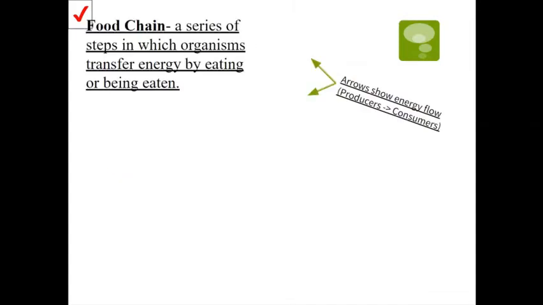Normally, we consider this a food chain. A food chain is a series of steps in which organisms transfer energy by eating or being eaten. So as you can see here, it always flows from your producers to your highest level consumers. And the arrow points in the direction of where the energy is going. So it goes from the grass, to the grasshopper, to the mouse, and eventually to the owl.